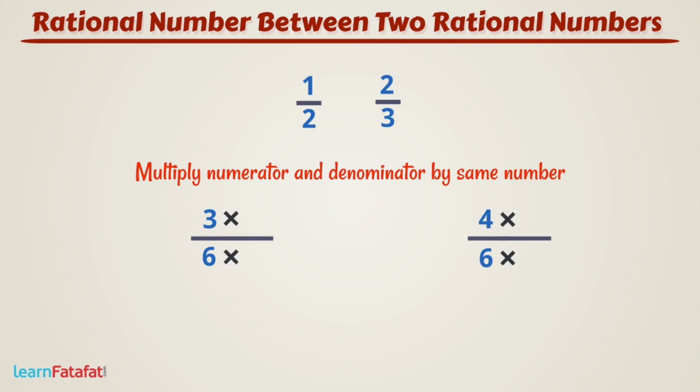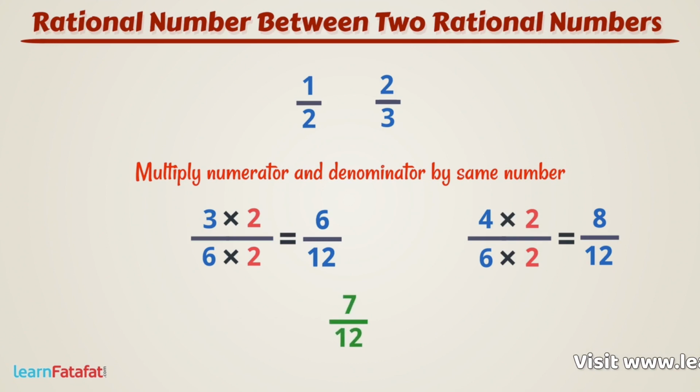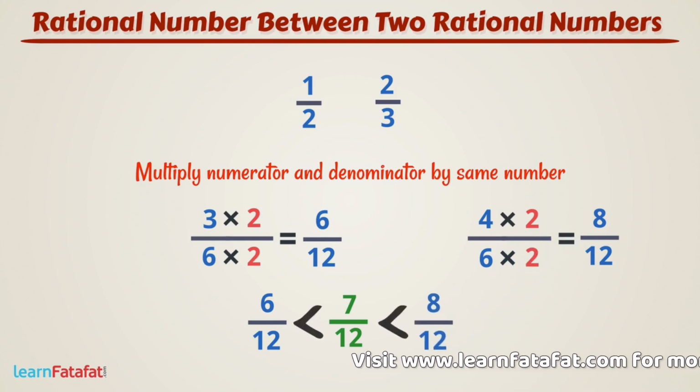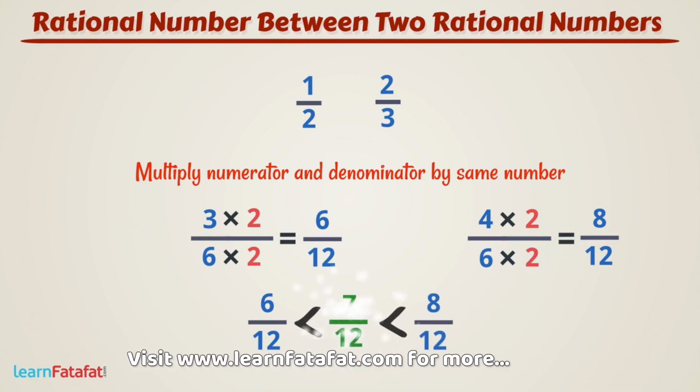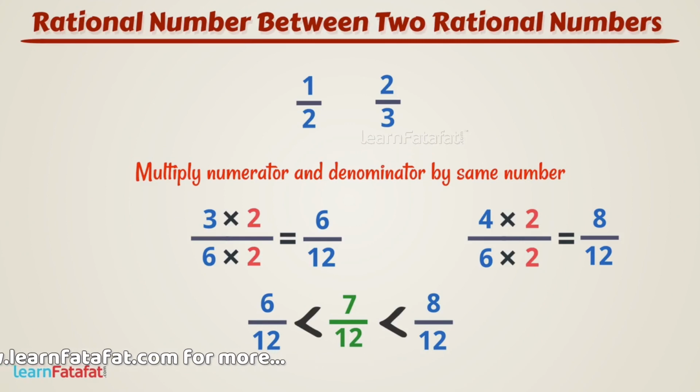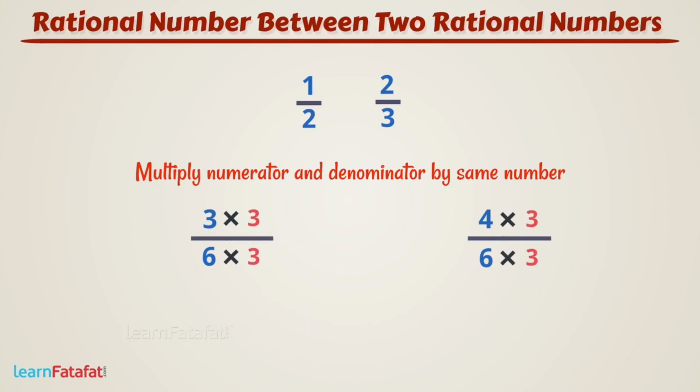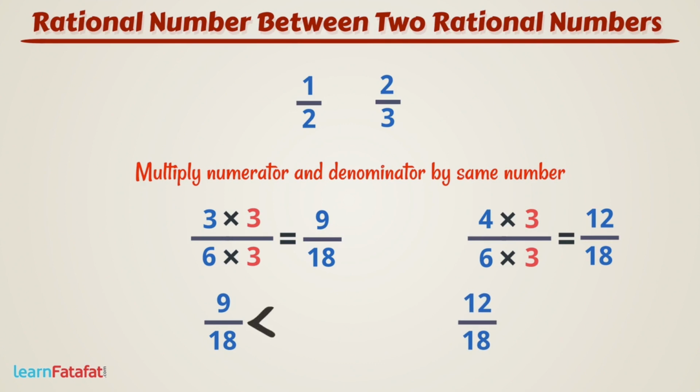Let's multiply this rational number by 2. So we get 6 by 12 and 8 by 12. It is clear that there exists a rational number 7 by 12 between 6 by 12 and 8 by 12. Just now we found a rational number between given rational numbers. In practice, we can multiply by any number to find more rational numbers. For example, if we multiply by 3, then we get 9 by 18 and 12 by 18. And so we can write more rational numbers, that is 10 by 18, 11 by 18.